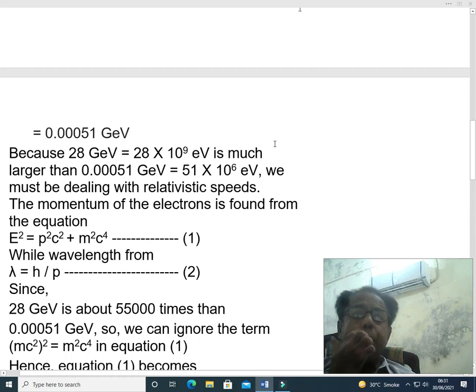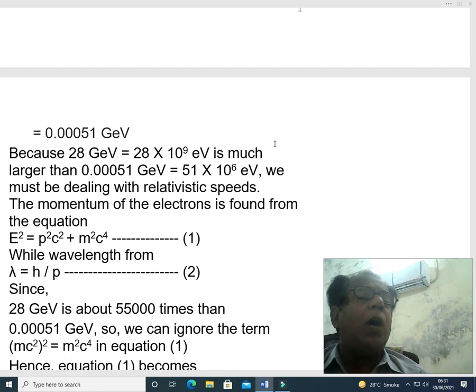Because 28 giga electron volt, which can alternatively be written as 28 into 10 raised to the power 9 electron volt, is much larger than 0.00051 giga electron volt, which can alternatively be written as 51 into 10 raised to the power 6 electron volt, we must be dealing with relativistic speeds. This factor leads us to the fact that this problem is related to relativistic speeds.